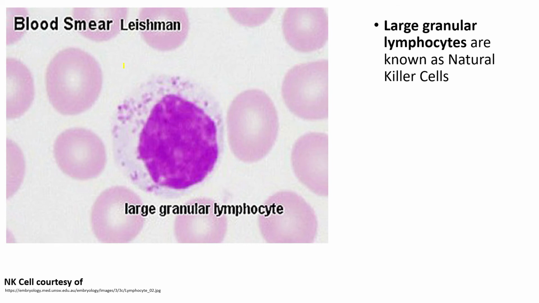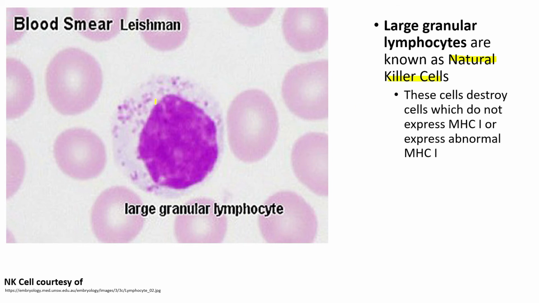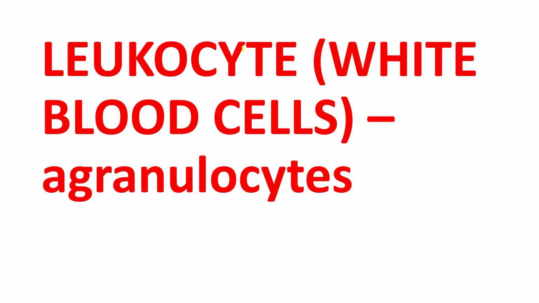The next type of granulocyte is the large granular lymphocyte, which is also known as natural killer cells. And these cells destroy cells which express no MHC1 or express abnormal MHC1. And these cells are derived from the lymphoid lineage.